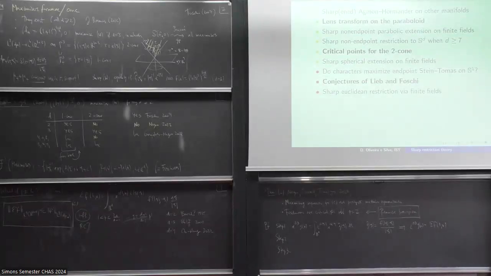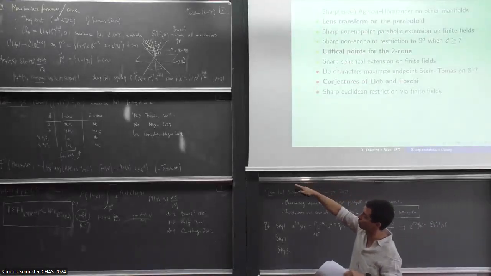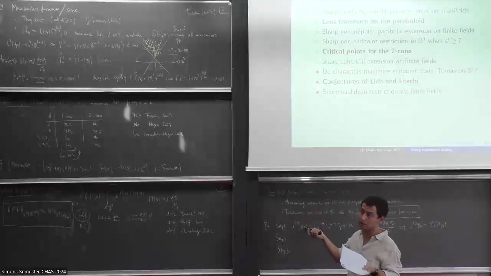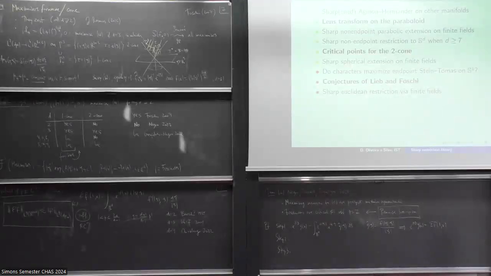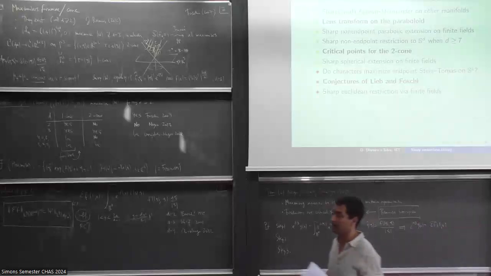And of course, the really hard problems are the conjectures of Lieb, that maximizers are always Gaussians, and the remaining cases are Foschi's conjecture. We know that Foschi's conjecture doesn't have a chance on the two-sheet cone in some dimensions, but in all dimensions it does, and for the one-sheet cone it's possible. Okay, so that's I think a good idea. Thank you. Any other questions or comments?